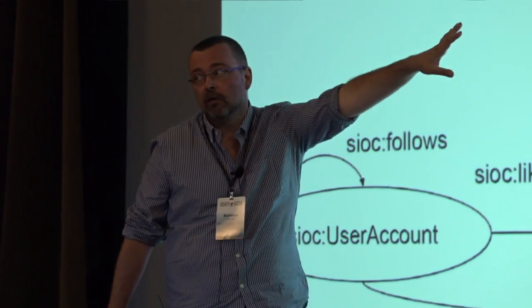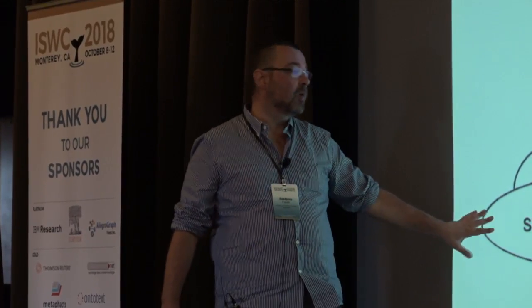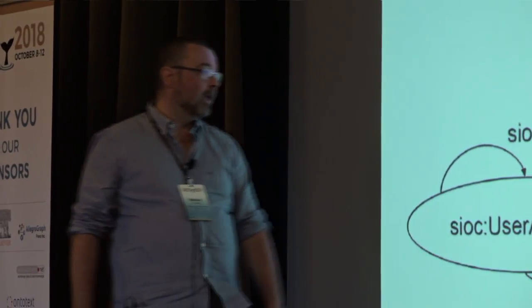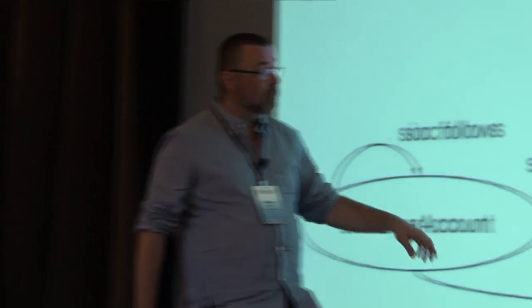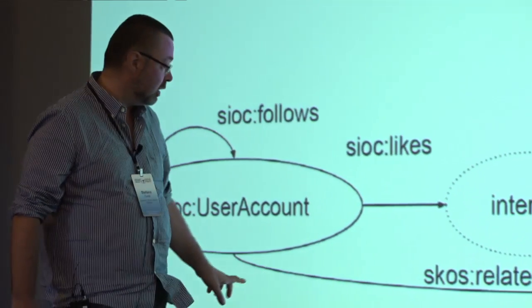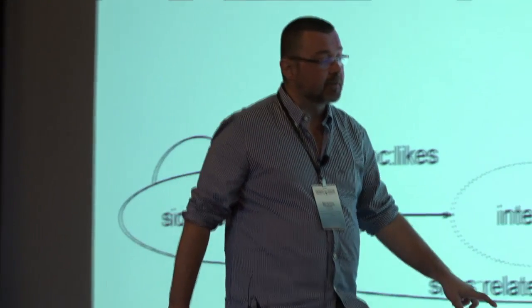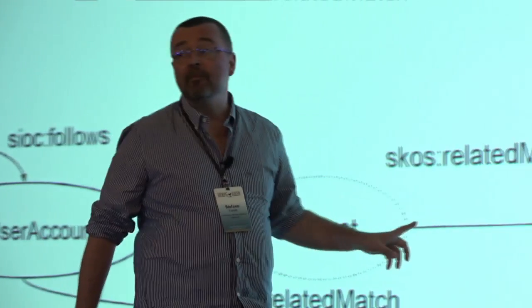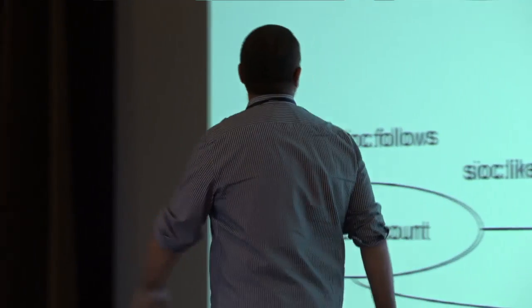Wikimeet is, let's say, a large dataset. So we started from this number of Twitter user profiles. This is the data model we designed. It's a very simple one. We model users using the SIOC class UserAccount. We model the follows relation. We model the likes relation into an interest, and we model the related match to a Wikipedia page, as interests are mapped into resources.